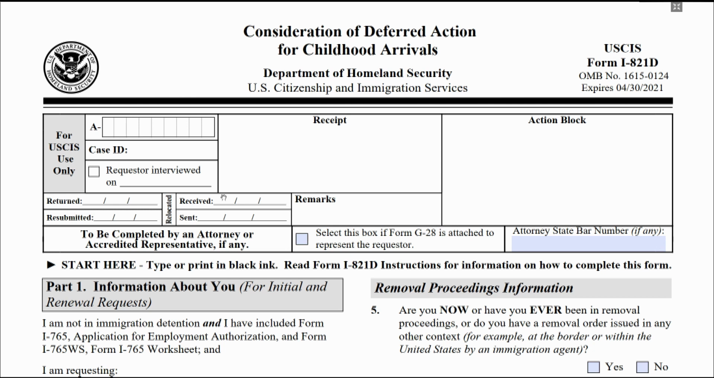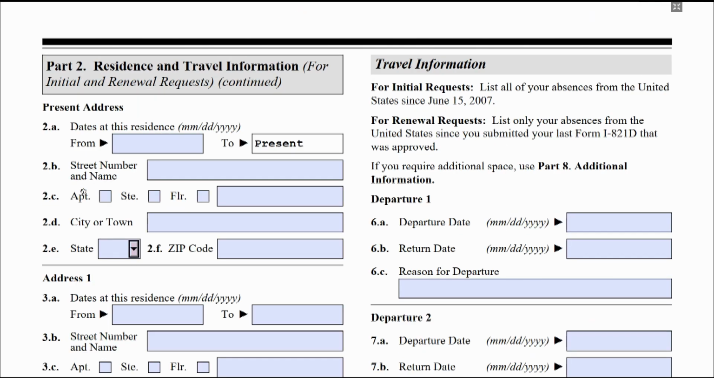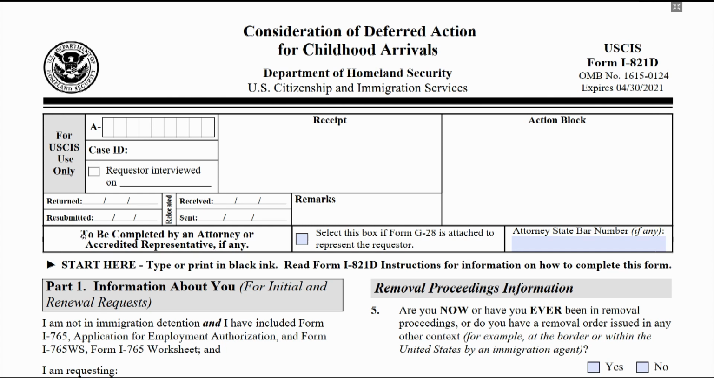This first part right here, to be completed by an attorney or accredited rep. If you don't have an attorney, don't worry about this form. If you do have an attorney, they know what to put here.